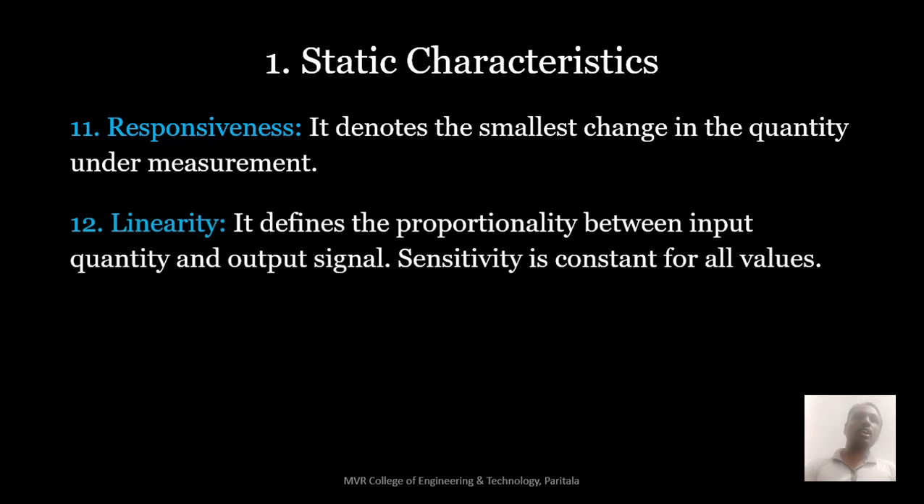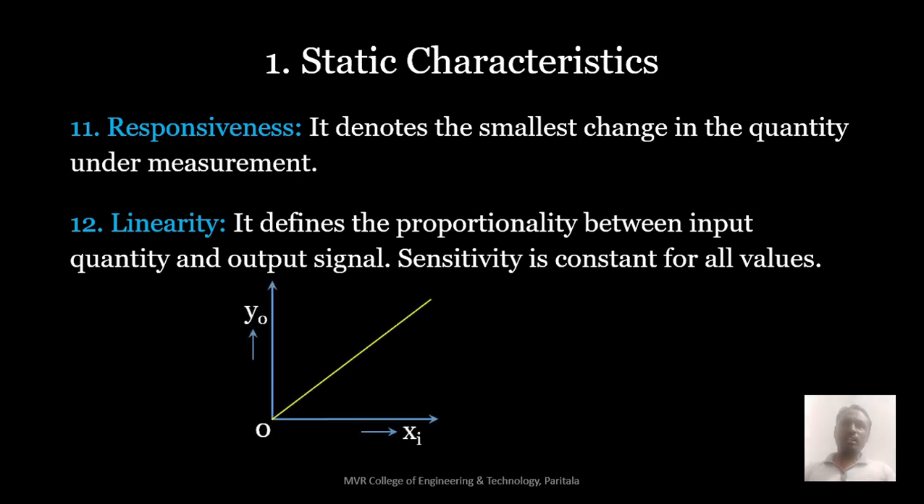Next one, linearity. It defines the proportionality between the input quantity and the output quantity. Sensitivity is constant for all values. That means if the sensitivity is constant from zero to full scale, then it will show a line that can be called linear. Previously we checked it. In the linear case the sensitivity is constant. If the output to input ratio is constant over long periods of time, then such a system will have more linearity.